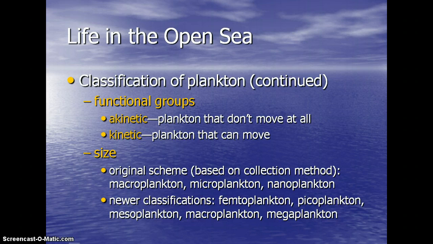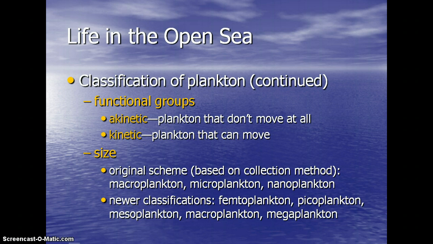We can also classify plankton based on size. So we had this scheme for classifying plankton based on size back in the day that was based on the collection method that we used. And you had macroplankton, microplankton, and nanoplankton based on that scheme. And macroplankton were basically the plankton that were visible to the naked eye, meaning that they were plankton that exceeded 1 millimeter. So from 1 millimeter all the way up to the big giant lion's mane jelly, they all were considered to be macroplankton.